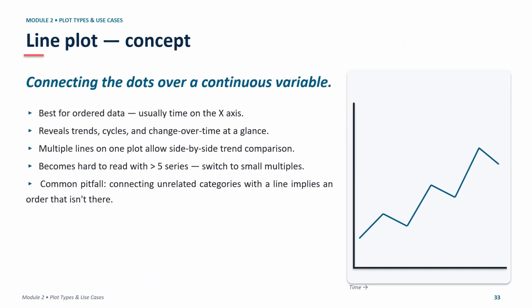The line plot is one of the oldest and most universally understood chart types. It is the foundation of trend analysis. A line plot connects the data points in order, usually from left to right or from earliest to latest, with a continuous line. So the eye naturally follows the line and perceives the overall direction, whether it is an upward trend, a downward trend, or whether there are any fluctuations, right?